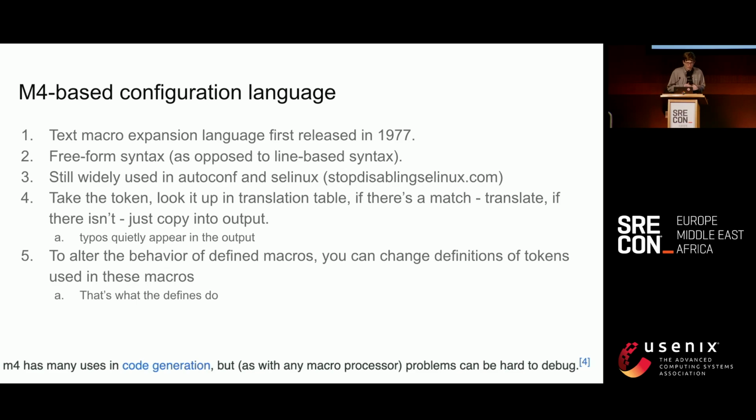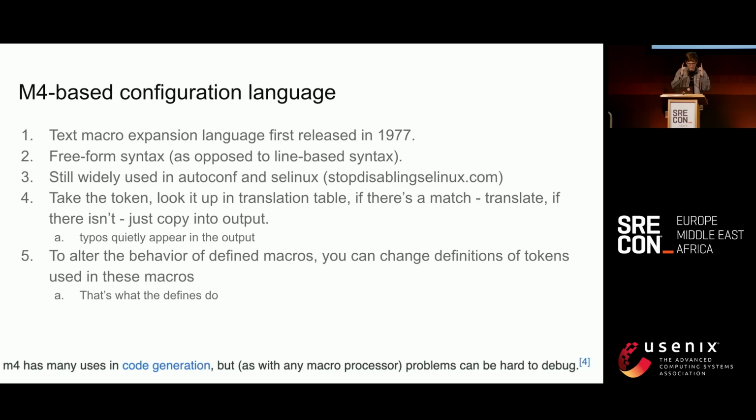Now, M4 is a text-based macro expansion language. It predates me, so that's fine. It has a free-form syntax as opposed to line-based syntax. There is a Wikipedia article that lists some of those points, but it is still widely used, which is crazy, in SELinux. I think this is one of the reasons why people disable SELinux all the time. And it works like this. It just takes the token, looks it up in a translation table. If there is a match, it executes it, so it expands it. If there is no match, it just emits it into the output.